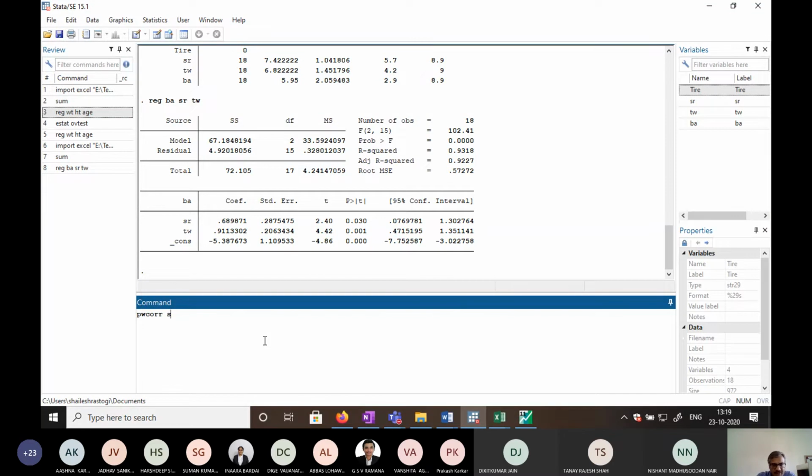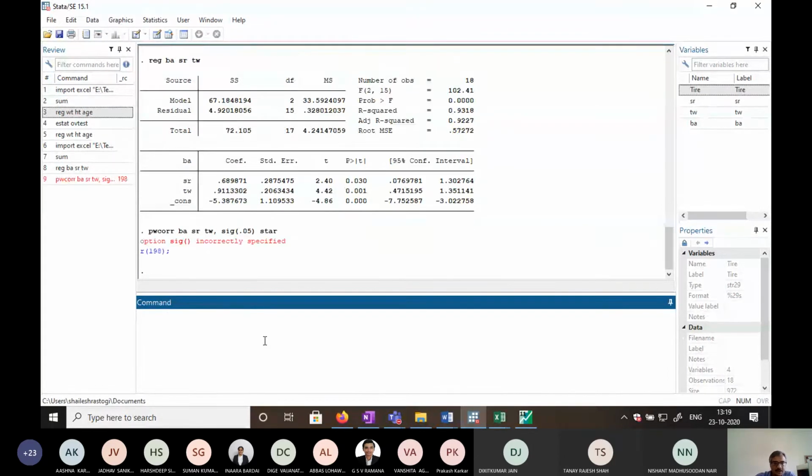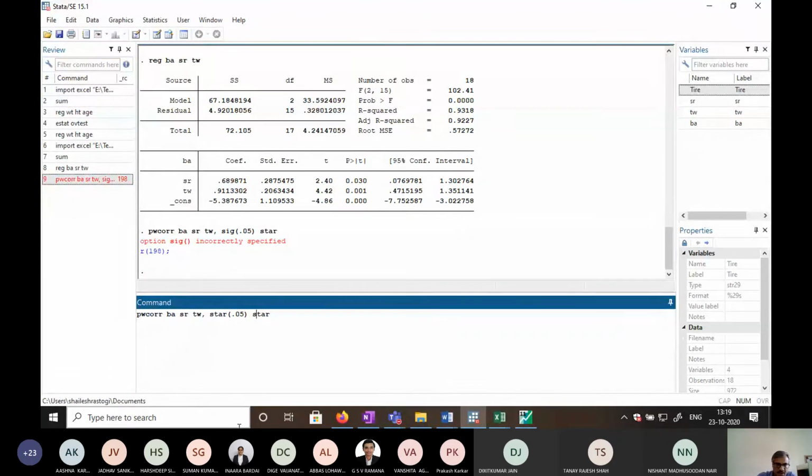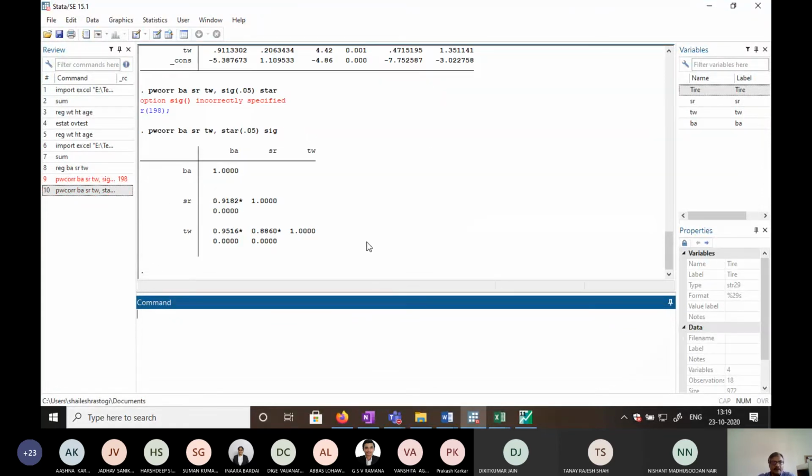We are more interested, but we'll put all three together: buying again, steering rate, and tear and wear. We'll take significance at 0.05. I'll correct it if I'm wrong. Yeah, here we go. What we are finding is that the correlation with buying again is not important. What is important? SR and T.